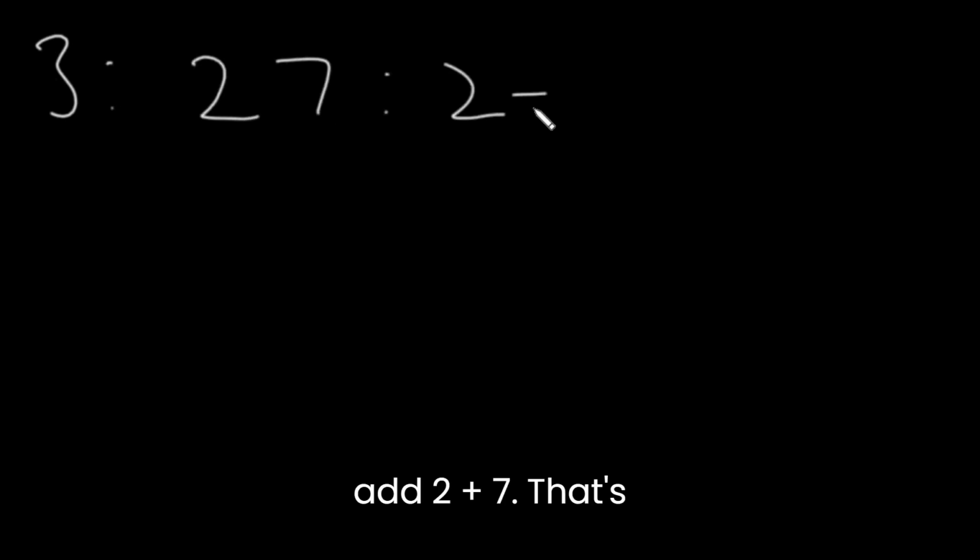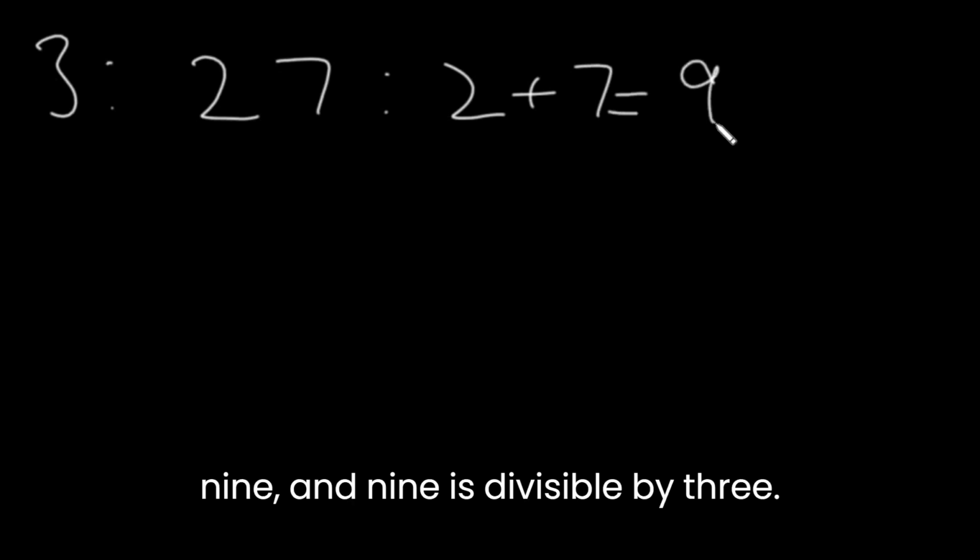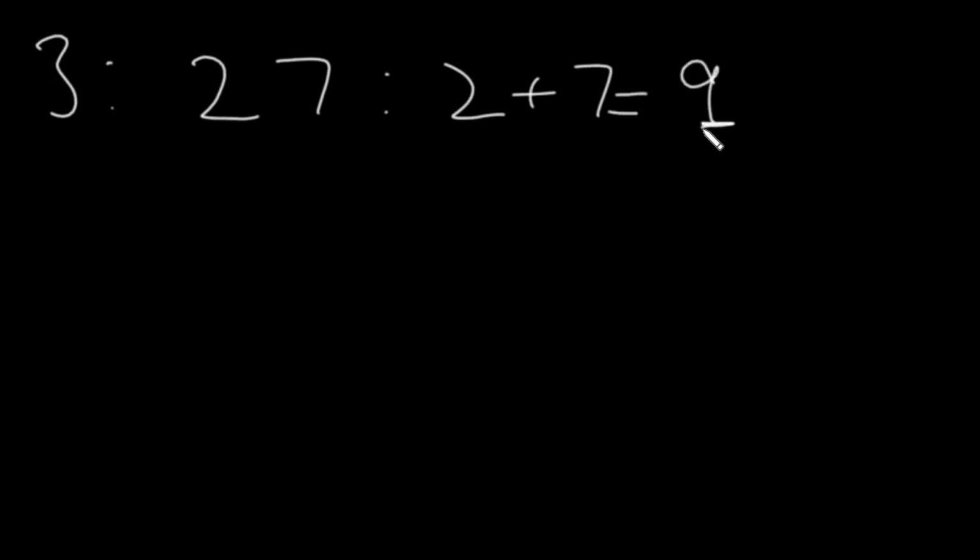For 3, the divisibility trick is to add up all the numbers and see if it's divisible by 3. For example, if we have 27, all we have to do is add 2 plus 7. That's 9. And 9 is divisible by 3. So 27 is divisible by 3.